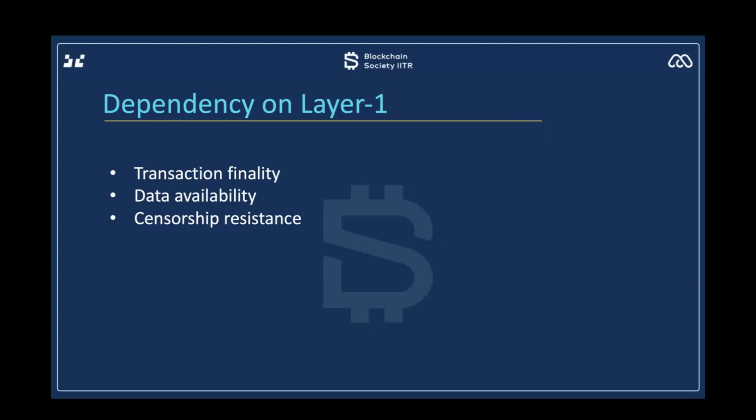And censorship resistance is basically using the security of the Ethereum blockchain, for all the state changes that are happening. And that's why we want the ZK rollups to be EVM compatible, because then it's very easy for all the transactions to be more censorship resistant.